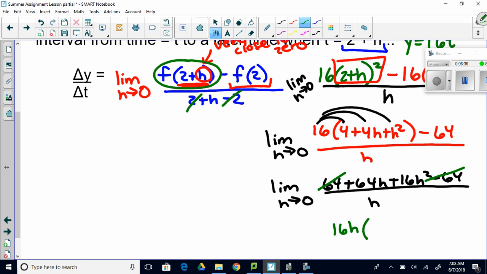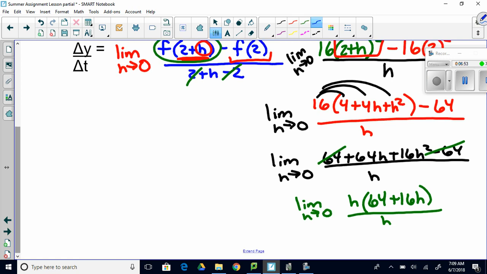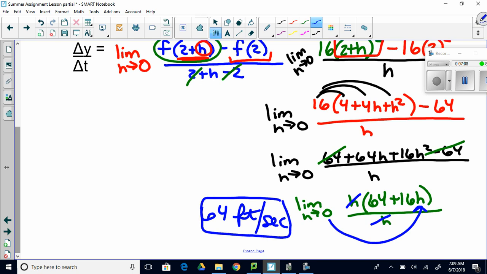Actually, I don't need to pull the 16 out. It does come out, but I really only need the h's to cancel. So I have 64 plus 16h left all over h. So the limit as h approaches 0, we know the h's cross out. We can plug 0 in for h. So really, at the instant t equals 2, the object is falling 64 feet per second. If I plug 0 in, I have 64 plus 16 times 0, which I know is 64. So that's the instantaneous rate of change.